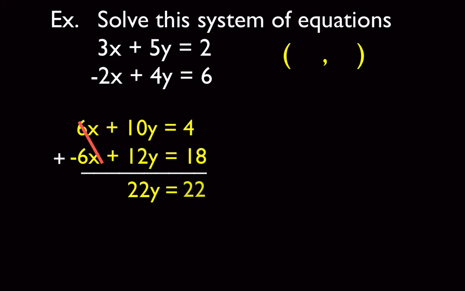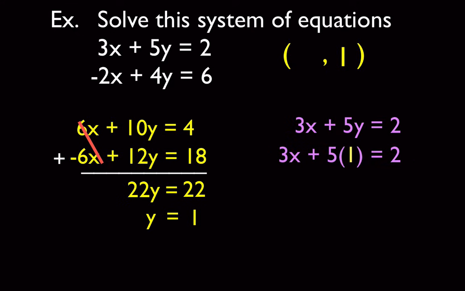And I get 22y equals 22. Much easier than that other one, right? 22 divided by 22 is 1. A lot of people put 0 for this for some reason, so be very careful. y equals 1, and I can plug into whichever one. I chose the top because no negatives. So I get 3 times x plus 5 times 1 equals 2. That gives me 3x equals -3, so my answer is -1.